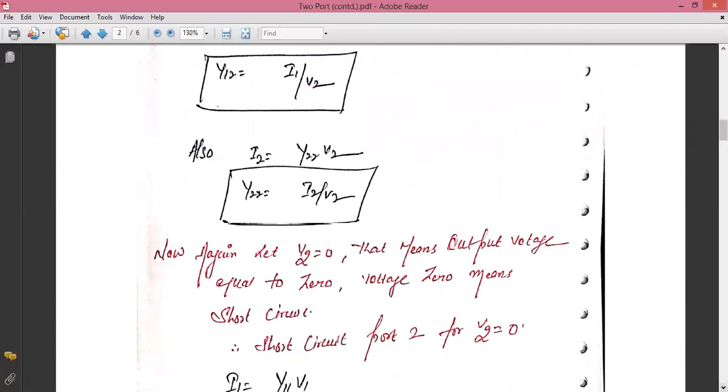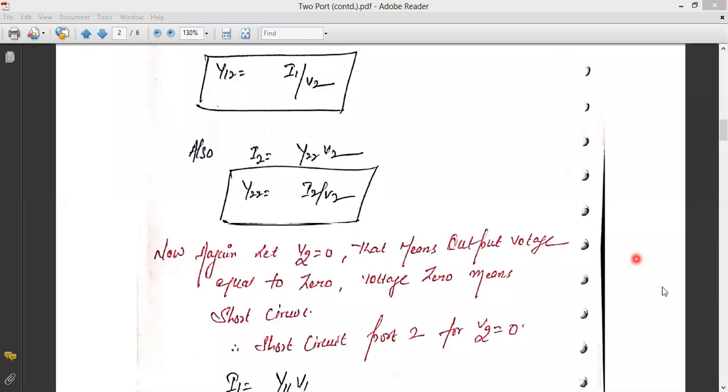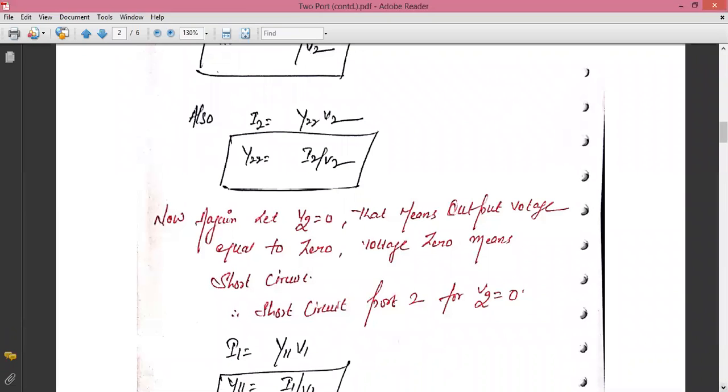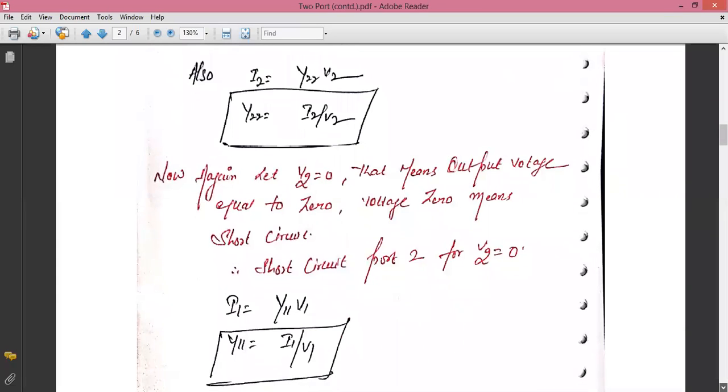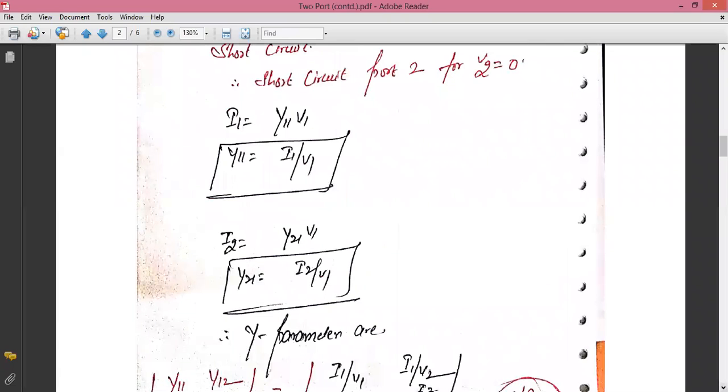Again, let V2 is equal to 0. That means your output voltage is equal to 0. And again, voltage equal to 0 means we have to get the short circuit. So when we short circuit the port 2, again there are two equations. I1 is equal to Y11 V1 and Y11 is equal to I1 upon V1. And similarly, I2 is equal to Y21 V1 and Y21 is equal to I2 upon V1.